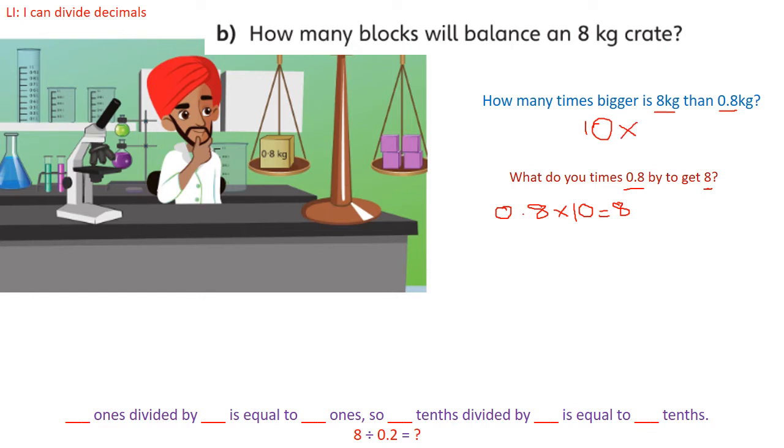So if I had 4 blocks equals that, and this 8 kilograms is 10 times, oops, forgot my times sign, 0.8, then I want to times this side by 10 as well.